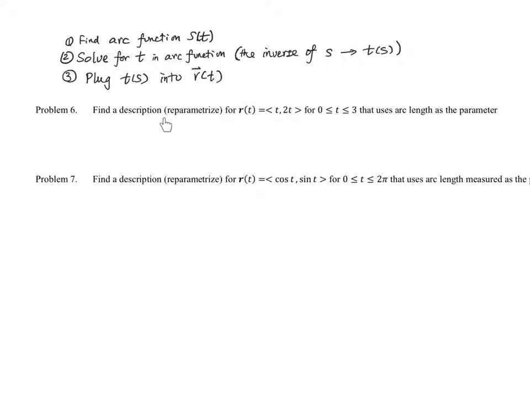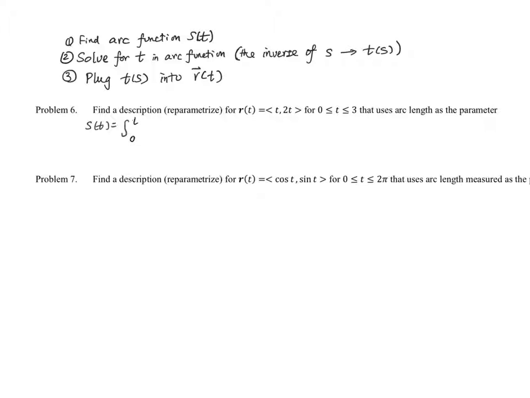Okay, in this new problem, we want to reparameterize this position function using arc length. And in the previous example, we summarized the steps of getting this done. So we want to find the arc length function first. To find the arc length function, we integrate. So we want to integrate t from 0 to some arbitrary time.